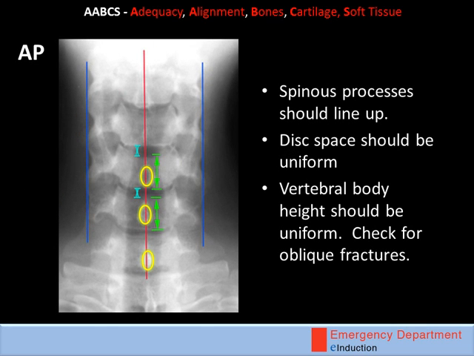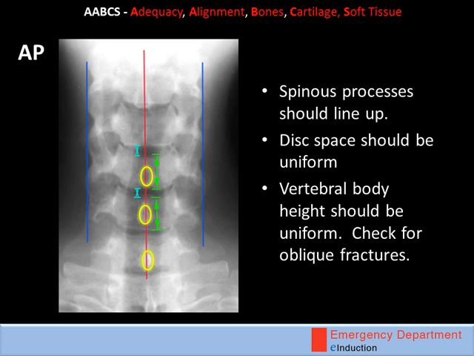An adequate AP image should show the whole length of the neck and catch the top of the lung apices. The AP film enables us to check alignment of the neck. By drawing a line up the spinous processes, which is circled in yellow, we can ensure that they are in alignment. That's the red line.